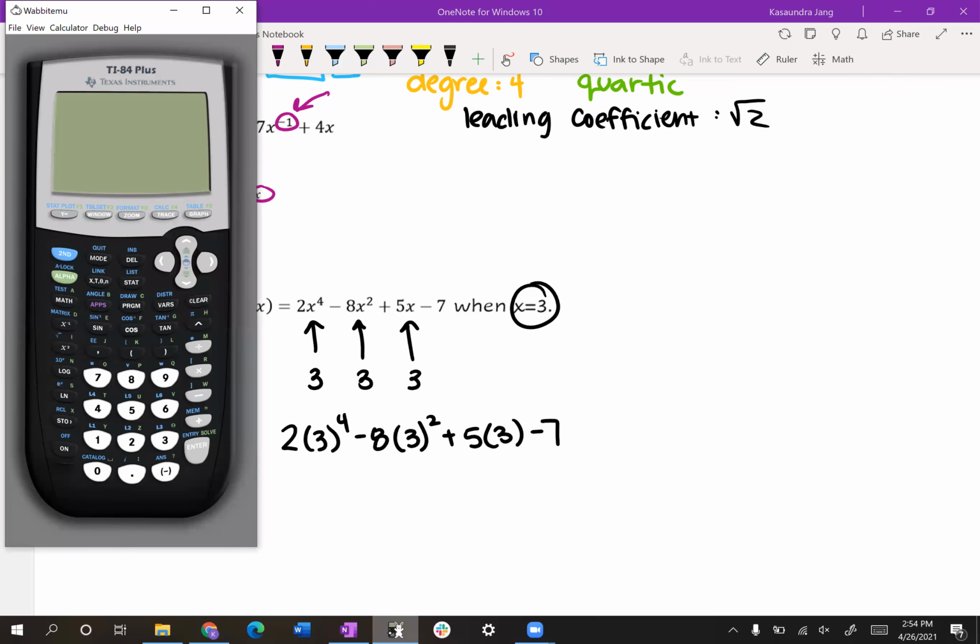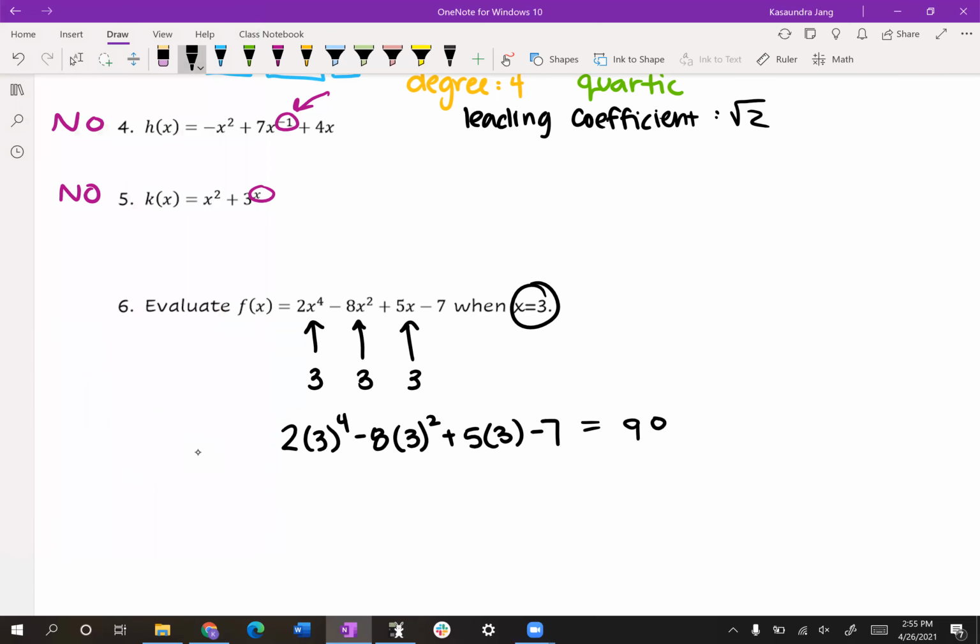All right, which at this point, this is all straight up numbers, so I can put this all in my calculator. So 2 times 3 to the fourth minus 8 times 3 squared. All right, and then plus 5 times 3 and minus 7. Okay, so I should get down to a single number. There we go, 98. So evaluate when your x equals a certain number, like plug that x value in, and you get down to a single answer, single number here, so 98. All right, there we go.